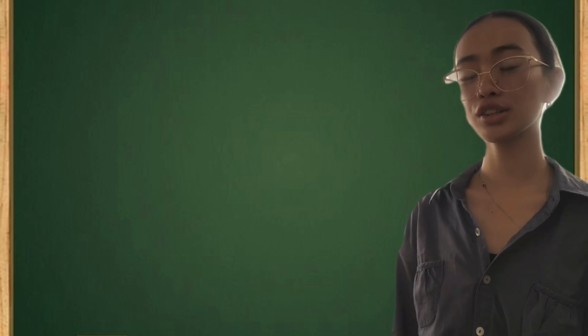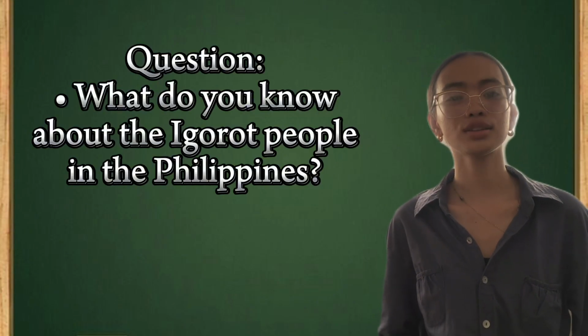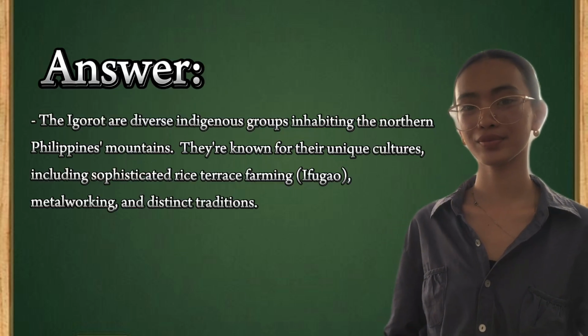For your activity today, the short story is entitled The Wedding Dance. And I will divide you into 3 to 4 members each group. But before that, I will ask you, what do you know about the Igorot people in the Philippines? That's great. Each group will brainstorm and list down what they know of the Igorot cultures, traditions, and their way of life. After that, I will pick someone to represent their knowledge about the Igorot cultures, traditions, and their way of life.